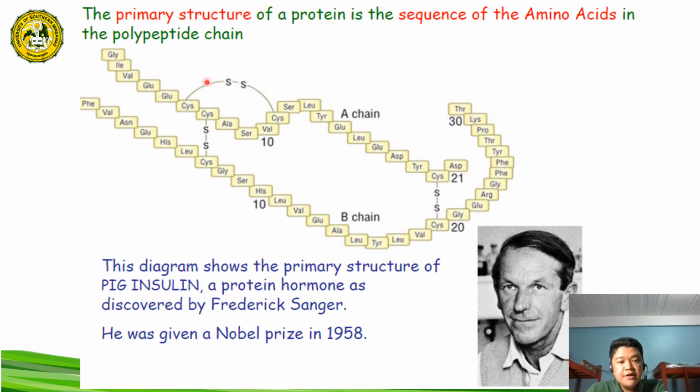They are still linked together as the cysteine residues, particularly at the 6th and the 11th amino acid, and that is our intrachain link. For our interchain link, they are still here, cysteine residues, and there is also here a connection between the 20th and the 19th cysteine residues of the A and the B chain respectively.